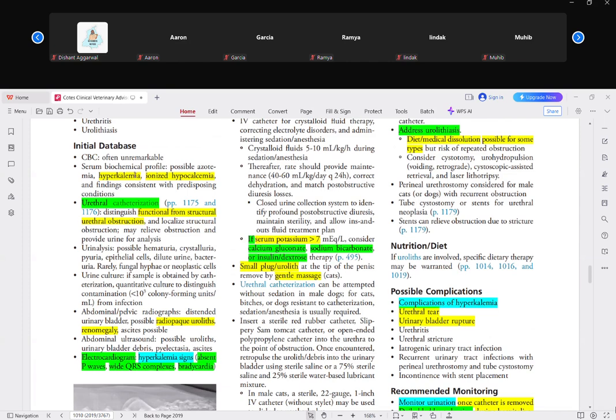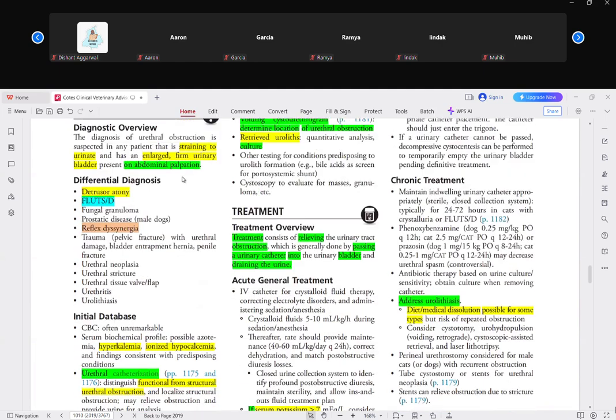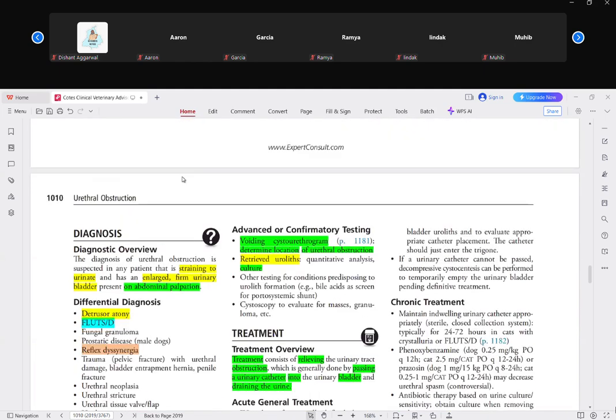One important thing for a question: urethral obstruction is a medical emergency or surgical emergency? Just remember, you have to pass the catheter in this. Is it a medical emergency or surgical emergency? It's a medical emergency, guys.